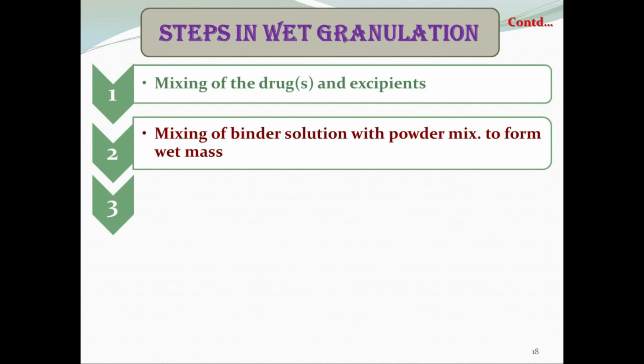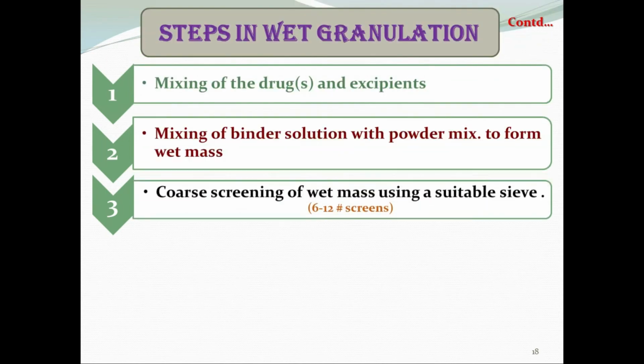Drying? Oh no, not drying. Here we just have a formed wet mass. Yes, you are right, sieving, to get uniform granules. Sieving is a step, but it is not the third step. We say it is the coarse screening of the wet mass.